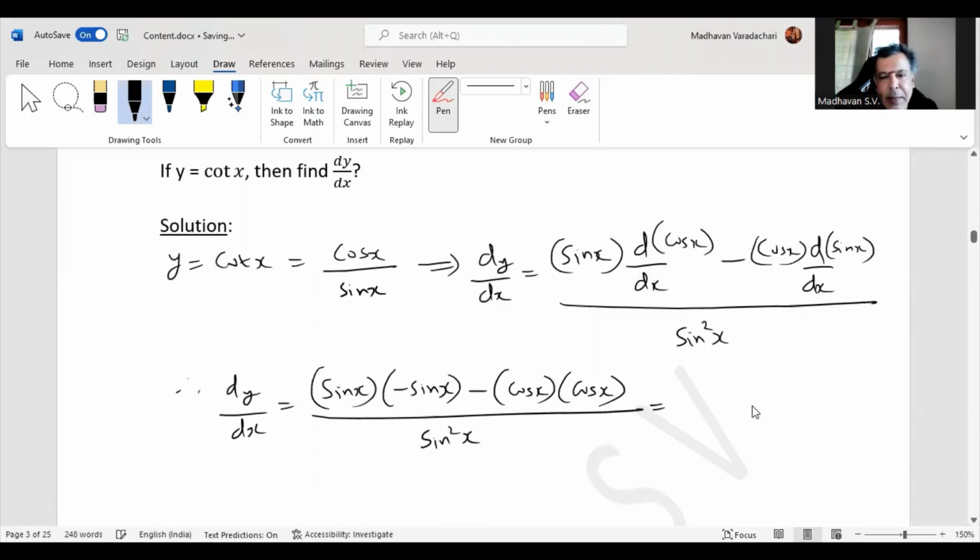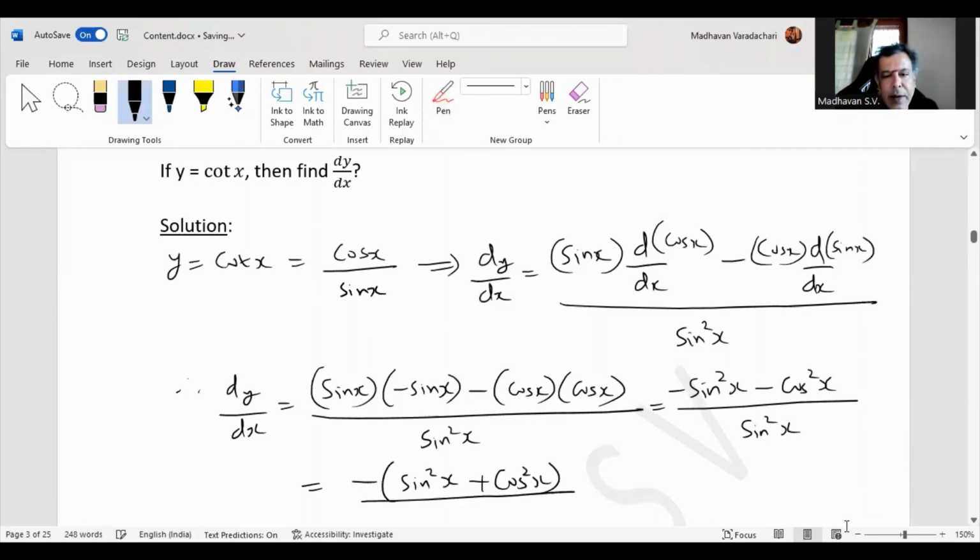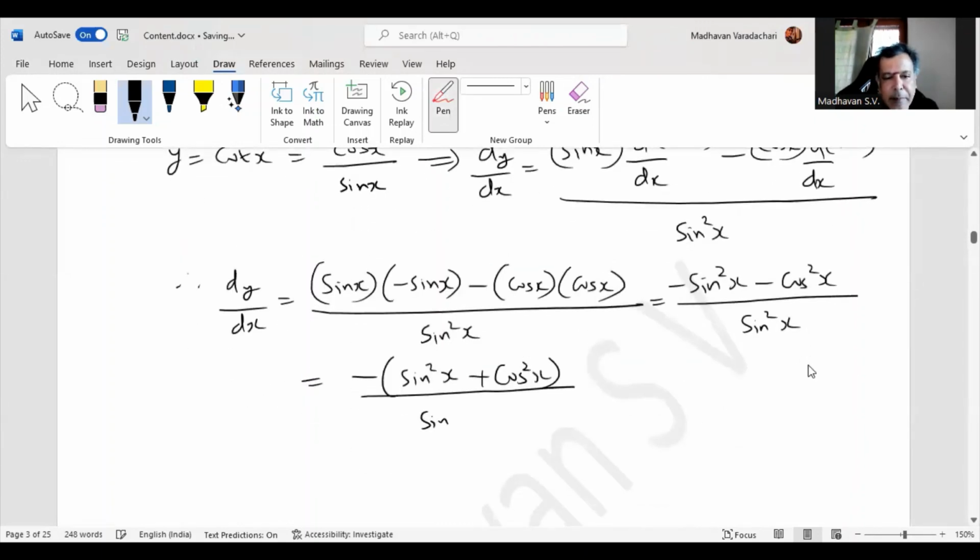So the numerator is nothing but minus sine square x minus cos square x divided by sine square x. So numerator, I can take negative sign outside. So I can rewrite it as sine square x plus cos square x, whole thing divided by sine square of x. Now sine square x plus cos square x is nothing but 1. So we can rewrite this as minus 1 divided by sine square of x. And 1 by sine x is nothing but cosecant of x. So we can write this as minus cosecant square of x. That is the derivative of cot x.